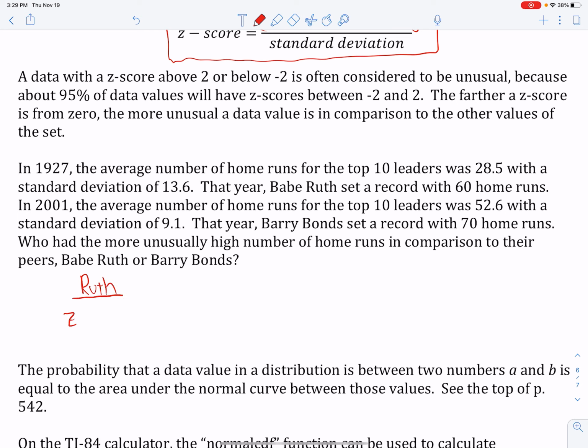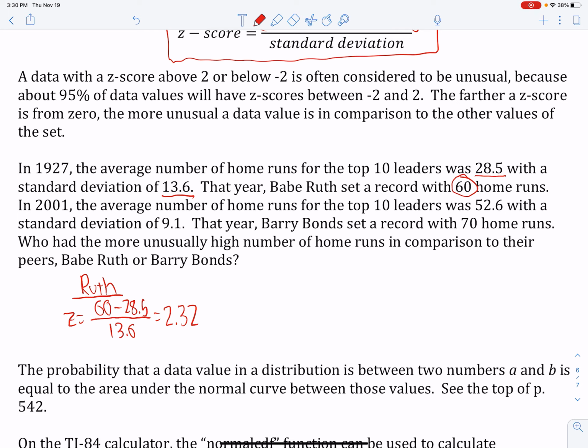To do that and calculate his z-score, we take his data value, which was 60. We subtract the average, which was 28.5, and we divide that by the standard deviation of 13.6. I'll usually round z-scores off to about 2 decimal places here. So 60 minus 28.5 divided by 13.6, we end up with about 2.32. So Babe Ruth had a pretty unusually high number of home runs, more than 2 standard deviations above the average.